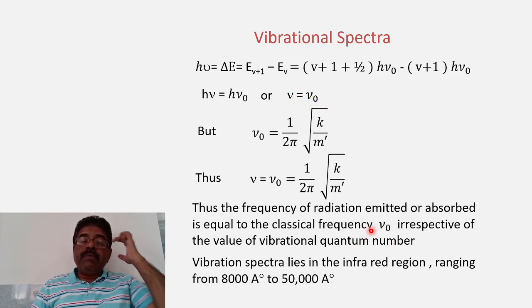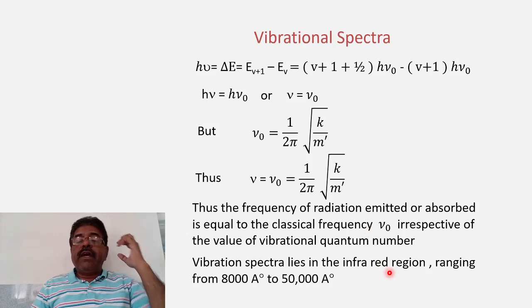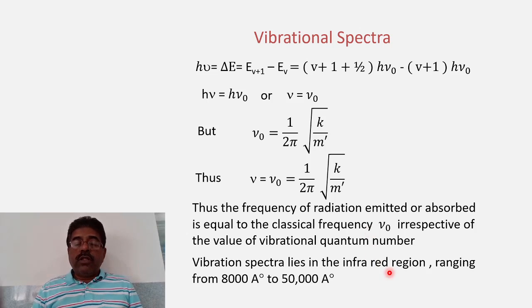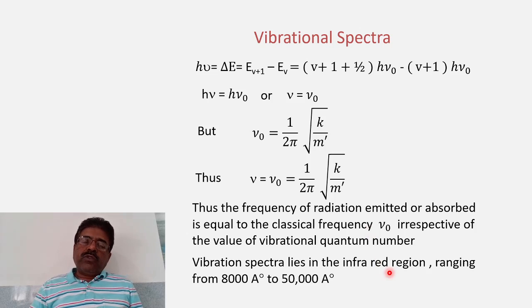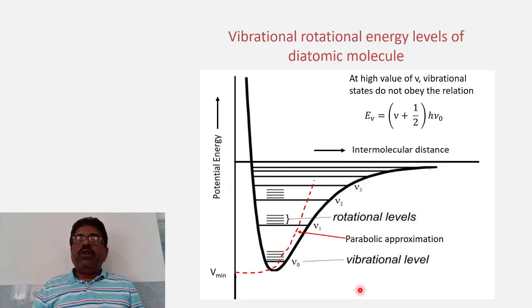Therefore, the vibrational spectra lie in the infrared region. For the oscillating dipole, that means the vibrations performed by a diatomic molecule, the vibration spectra lie in the infrared region. This infrared region ranges from 8,000 angstrom units to almost 50,000 angstrom units. This is the range of the lines observed in vibration spectra for different molecules.